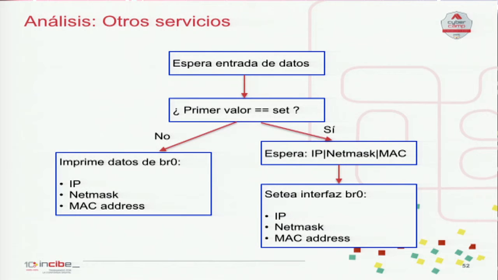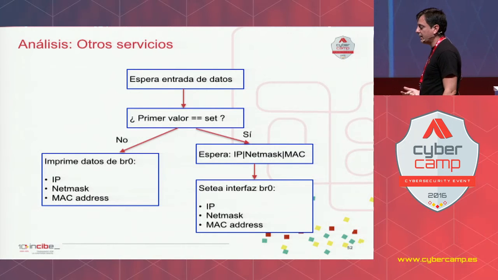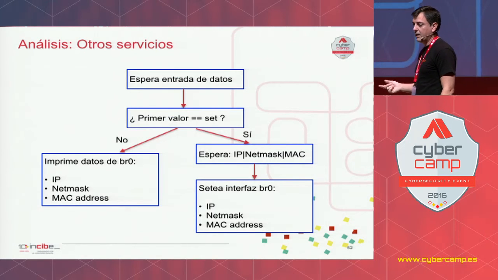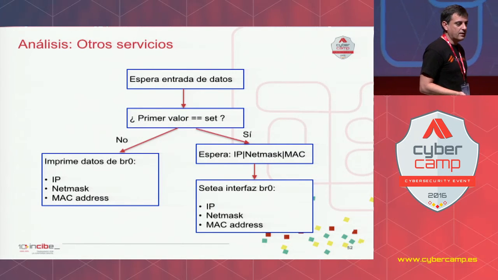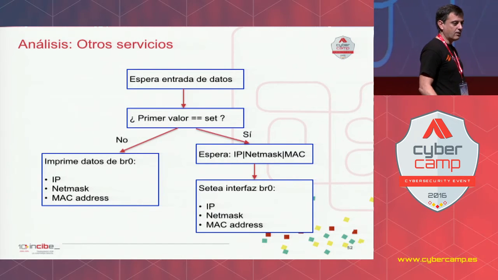It's sniffing, and the minute we send something to that UDP port, it throws back the local interface data. No need to authenticate ourselves, and just like that we can know what the network address is. But if we send set, it keeps waiting for us to send another packet, and if we send set IP slash and then network mask and then address, we will change the device address.